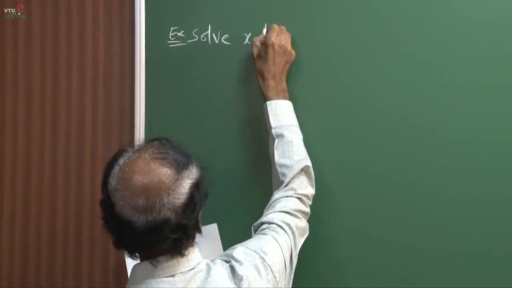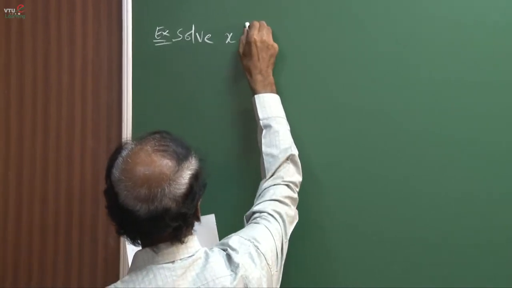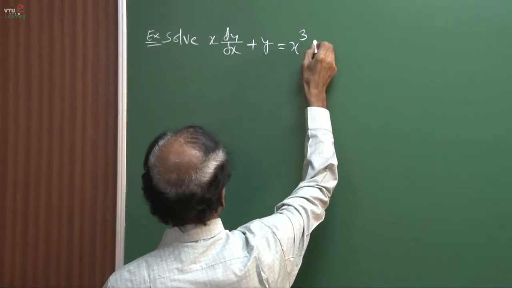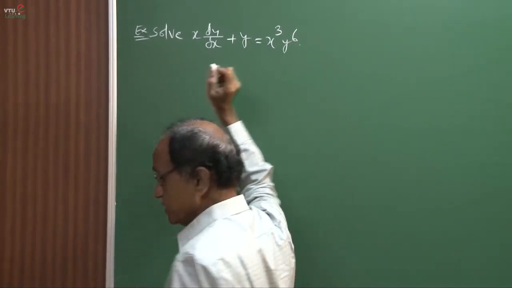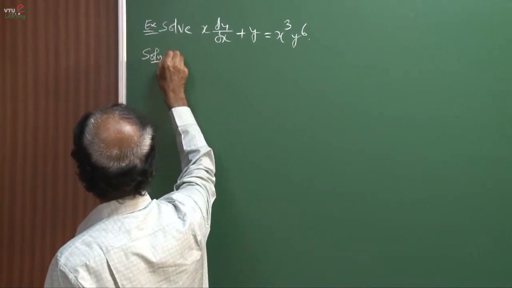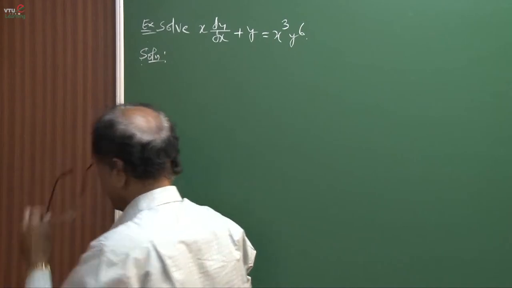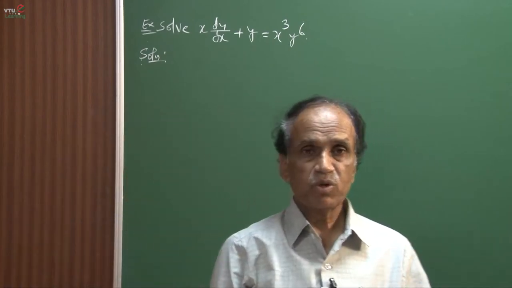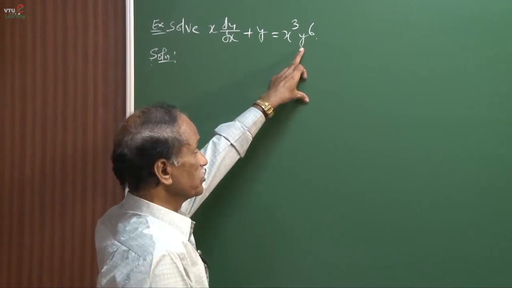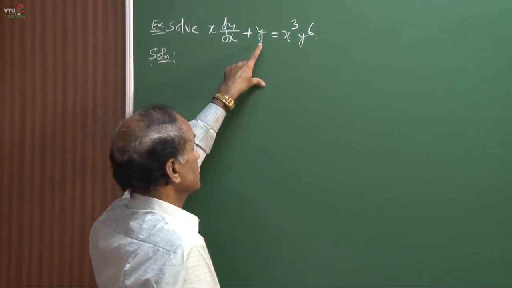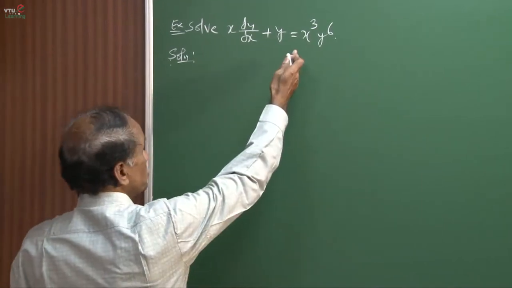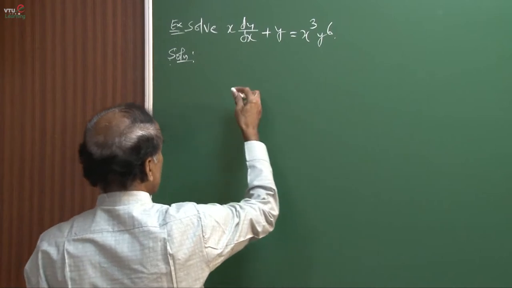Solve x dy by dx plus y equal to x cube y to the power 6. As I mentioned, this problem is nonlinear because the term y to the power 6 is there. Here y is there and here y to the power 6 is there. Therefore, it is more than first degree. It is called nonlinear.